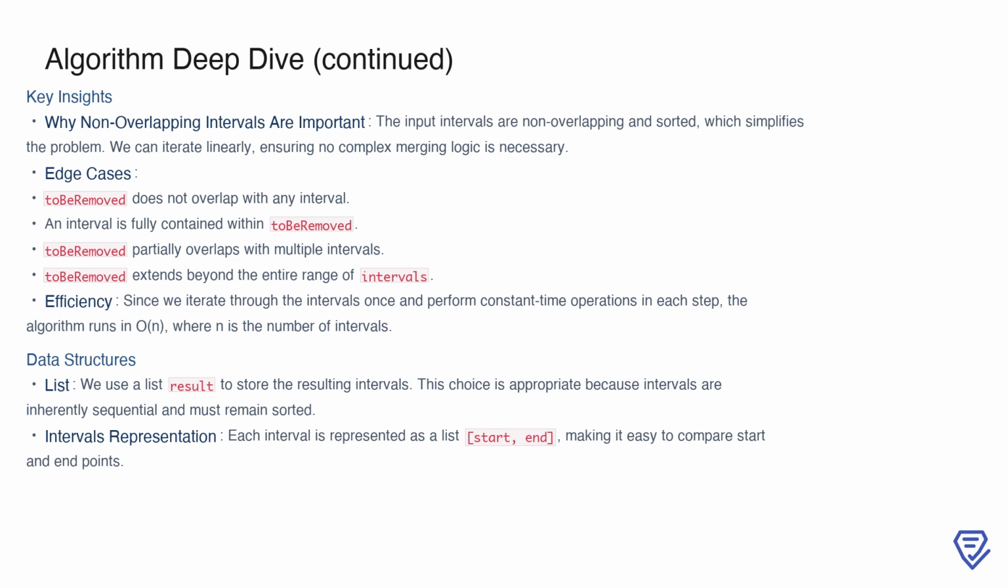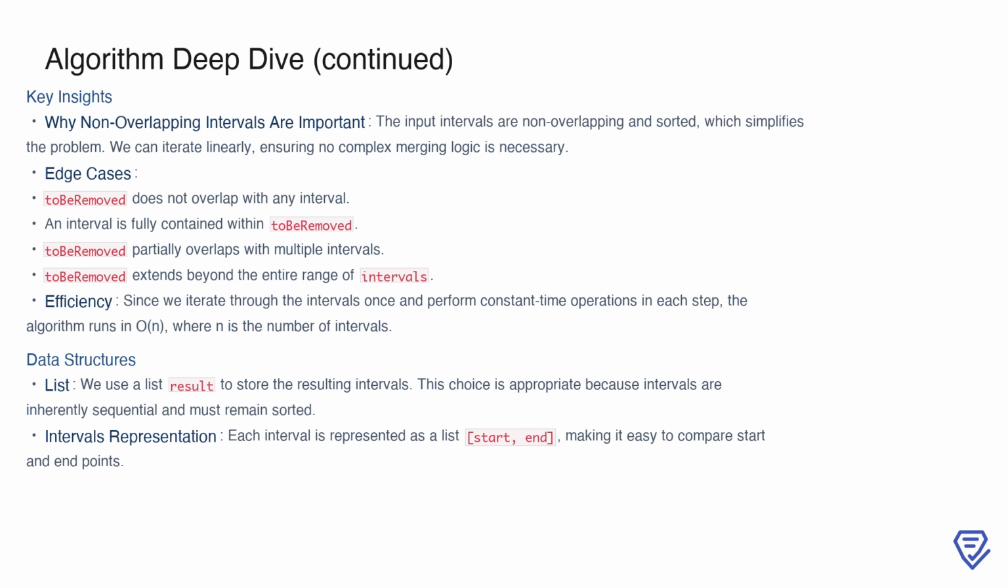For instance, to be removed might not overlap with any interval, in which case the output is identical to the input. Alternatively, an interval might be fully contained within to be removed, requiring its removal. Another edge case is when to be removed partially overlaps with multiple intervals, meaning we need to adjust segments from more than one interval. Finally, to be removed could extend beyond the range of all intervals.